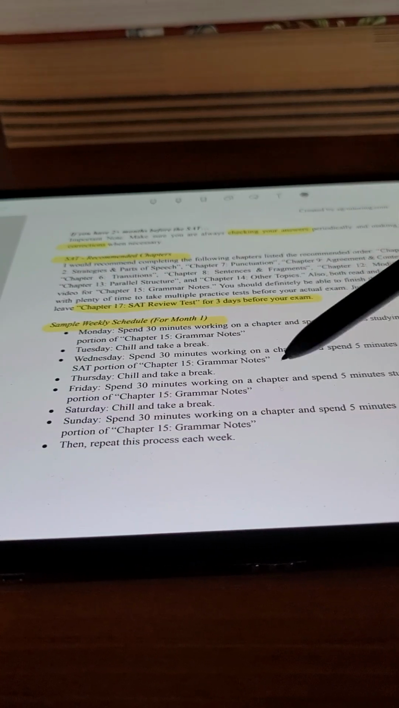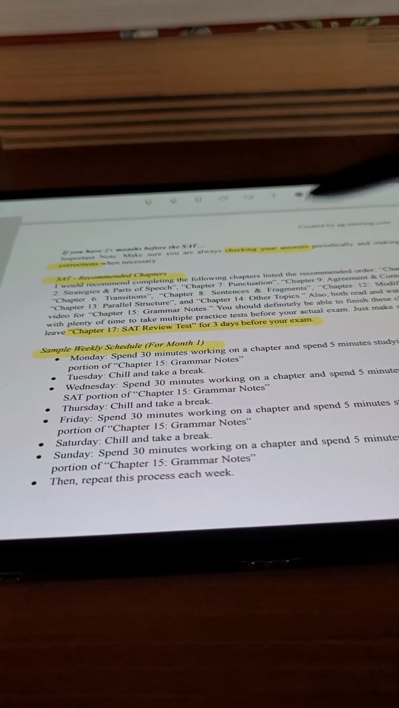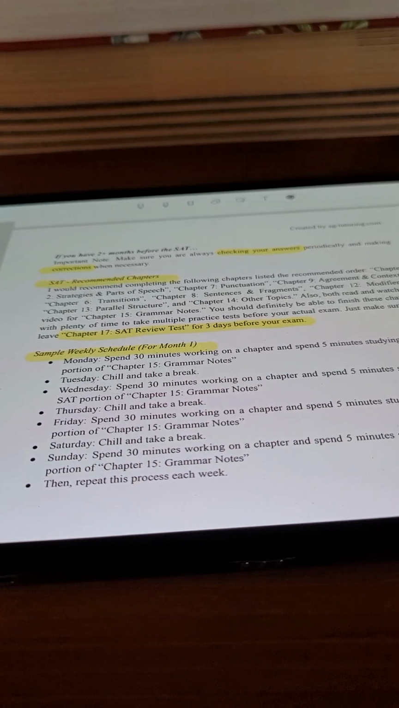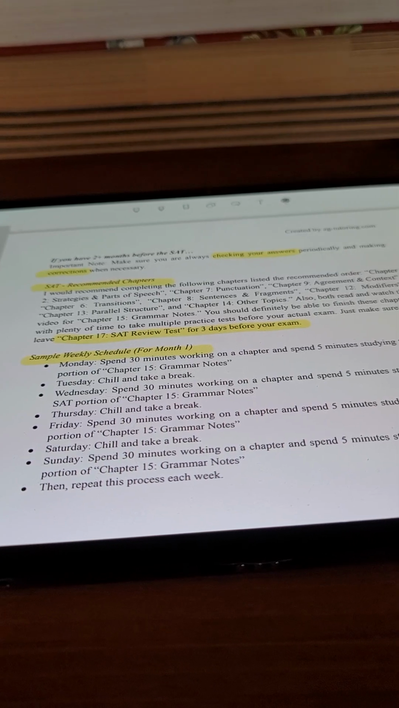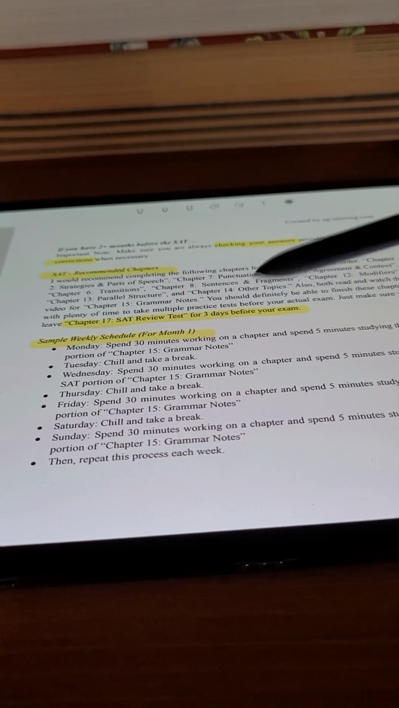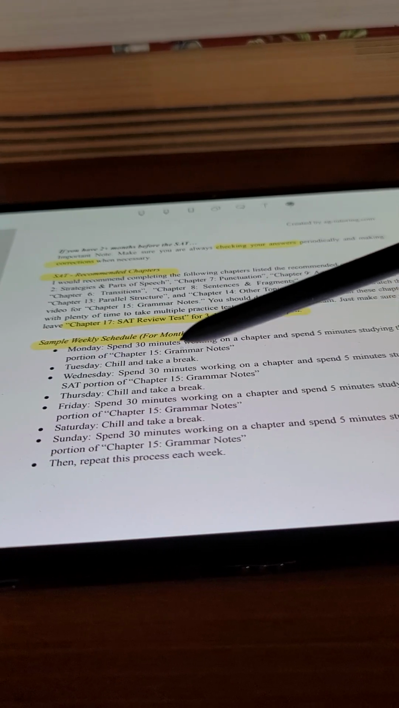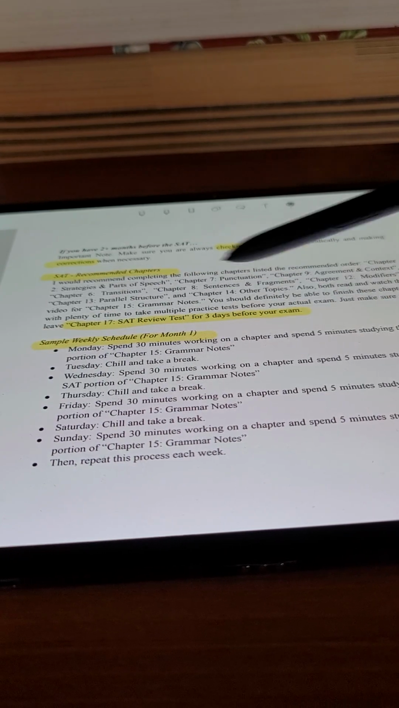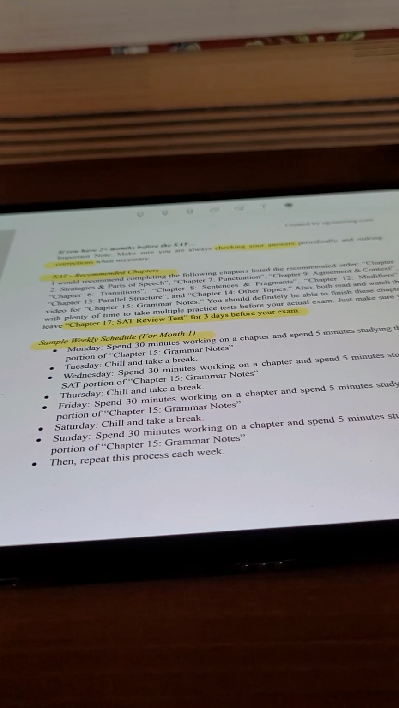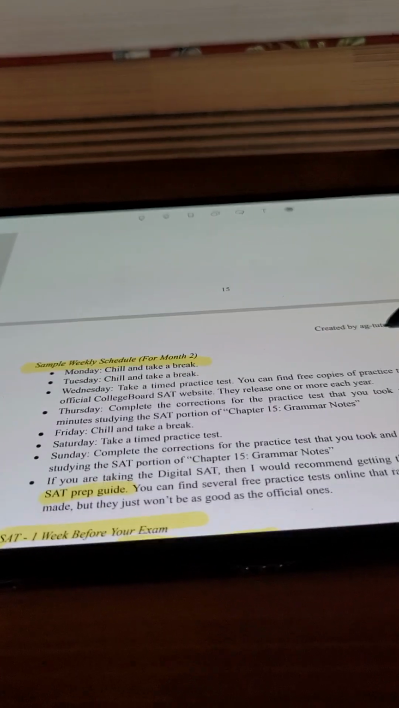And then here's a sample weekly schedule. This would be for month 1. So it would be 30 minutes alternating every other day of working on the chapters in the order suggested, and then spending 5 minutes doing the review of the notes just to practice memorizing those grammar rules. And you can mix this up with math and reading, like I already mentioned. So maybe you do 30 minutes of this, 30 minutes of reading one day, and then 30 minutes of this, 30 minutes of math another day, and mixing it up with all the different sections, or modules, I should say now.